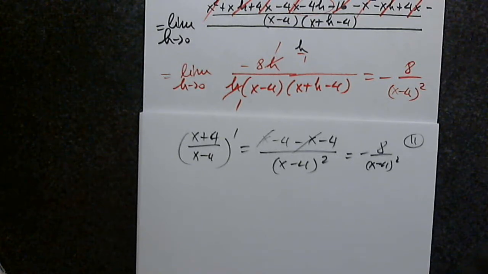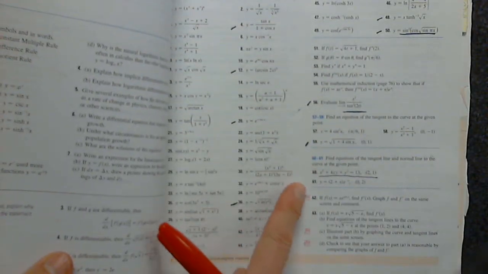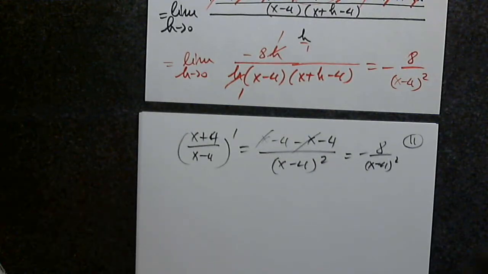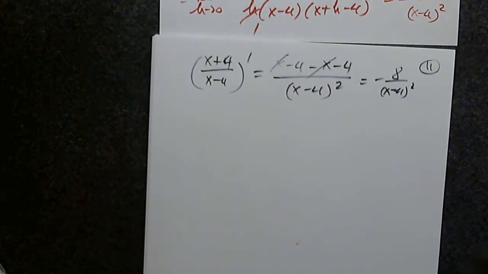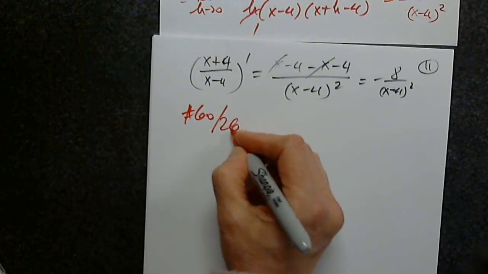Okay. So I see two problems here. I don't remember which one. I think we did one of those. On page 265, 60 or 61, I don't remember which one. So find equations of the tangent line and normal line to the curve at the given point. Number 60. Okay. Don't remember which one we did. I'm sure we did one of them. So 60 on page 265.